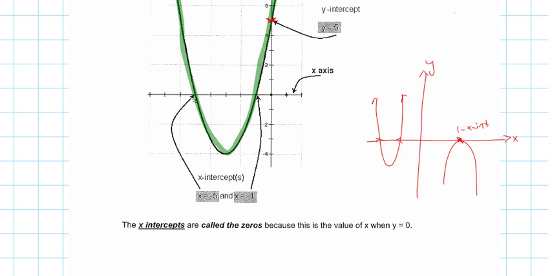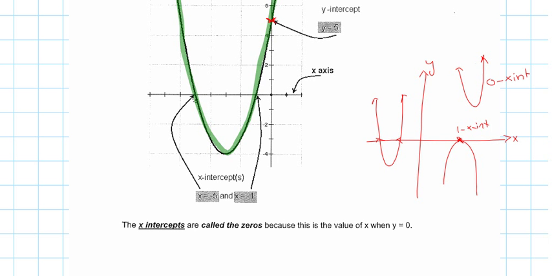What if I have something that looks like this? How many x-intercepts do I have? None. Right? My graph is going to keep going up. It's never going to go down, right? So I have 0 x-intercepts. Okay? So sometimes you have two, sometimes you have one, sometimes you have none.